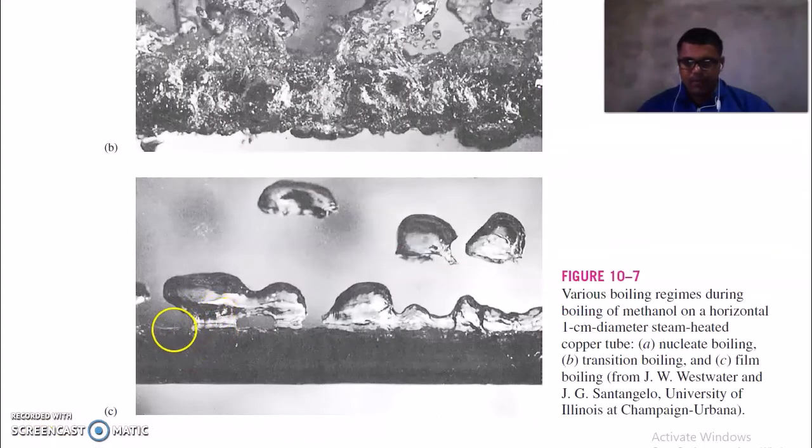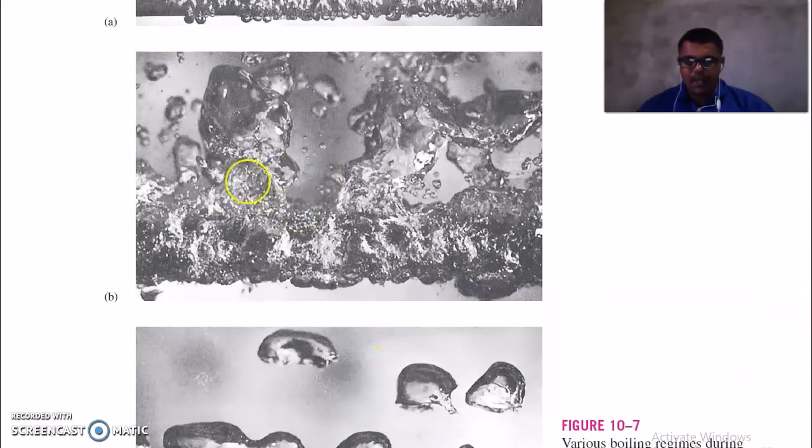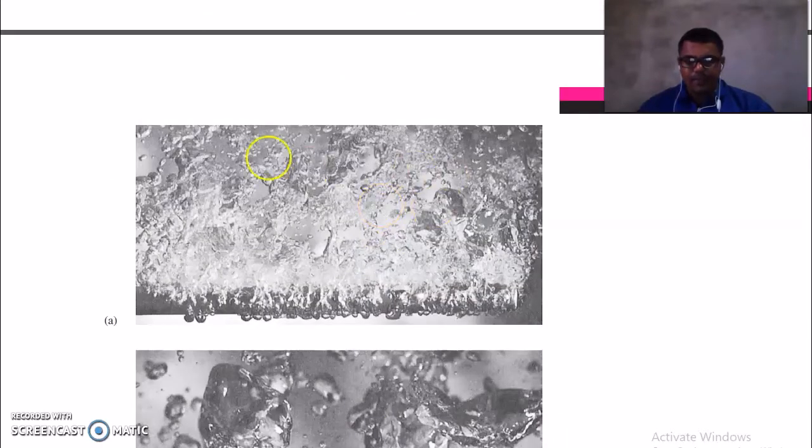This diagram is showing film boiling in the case of a 1 centimeter diameter tube, with methanol boiling on the copper tube. This one shows the transition phase of boiling in the case of methanol, and this diagram shows nucleate boiling of methanol on the copper heater.